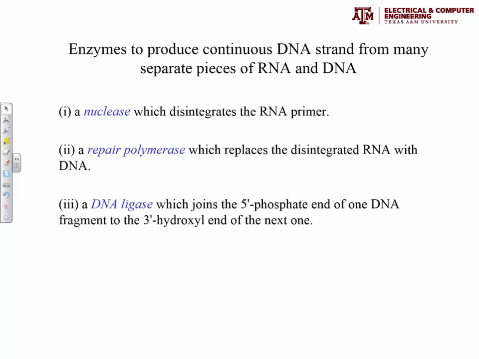So it's something that stitches the 2 fragments together, which will join the 5' phosphate end of one DNA fragment to the 3' hydroxyl end of the next one. And that's how you will get a continuous DNA strand.